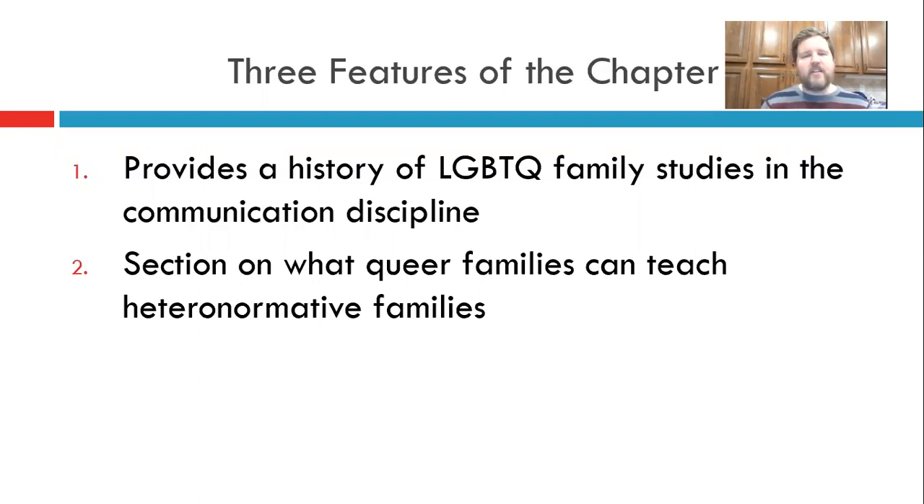Second, there is a section in this chapter that talks about what queer families can teach heteronormative families. This is what I was referring to earlier when I said one of the elements is actually a very small part of the chapter, but it's been my experience that students love to discuss this. I don't even remember how this originally came up, but I was in one class and there was this debate that started up about, do straight families have anything to teach queer families and vice versa? And so I said, well, let's look at the empirical literature. And that's exactly what happens in this chapter.